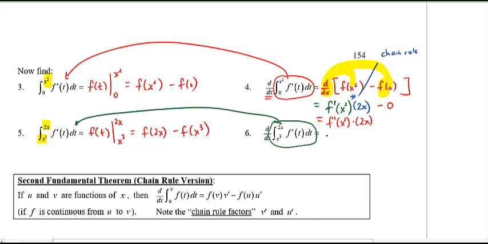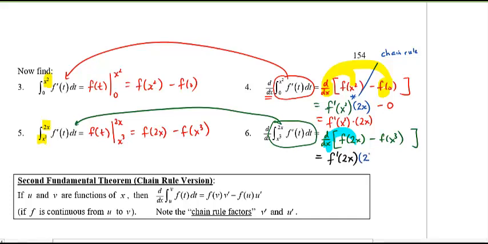So let me write this nicely here. d dx of the answer to number 5, which is f of 2x minus f of x cubed. Now, what happens when I take its derivative? Well, the same thing as number 4. F prime of 2x, but don't forget this is a function within a function.